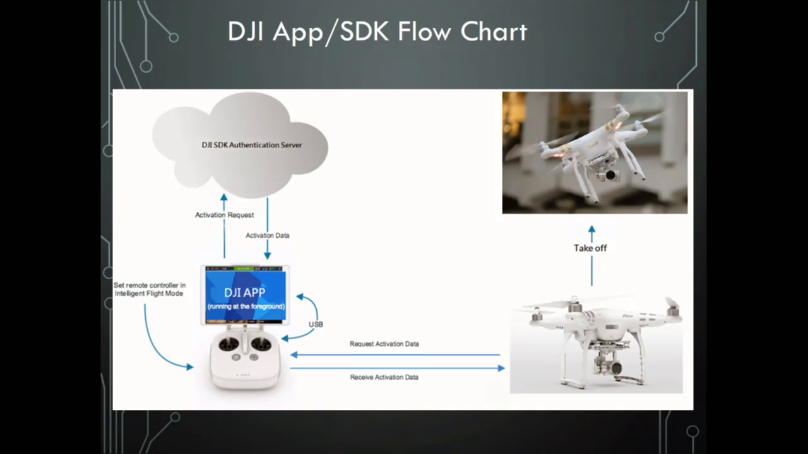First, we search for vulnerabilities in the DJI app and the SDK. You can see the operation process in this image. First, the DJI developer app needs to request activation data from the DJI authentication server. Then the remote controller uses USB to transmit data. Finally, the drone will fly after confirming the activation data.